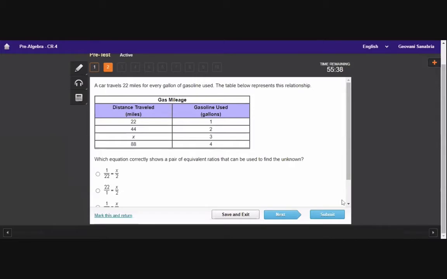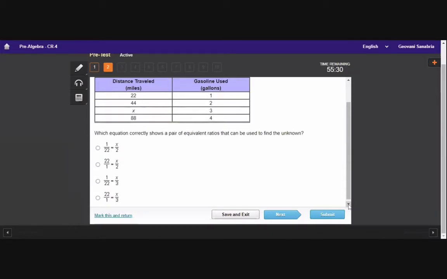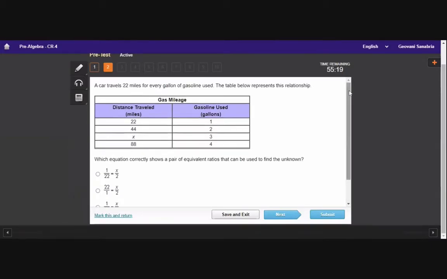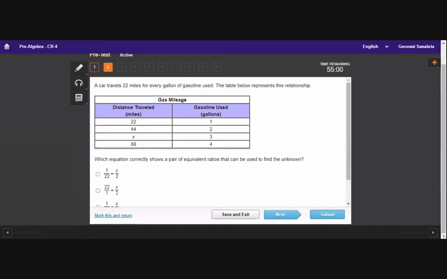Okay. Let me write this down real quick and then I'll explain it. Oh yeah, this one is pretty easy. What do you think? I mean, right there, it would just double it. 1 times 22, 44, then it'd be 66. Right. So you figured out x is 66, but it's asking which equation.